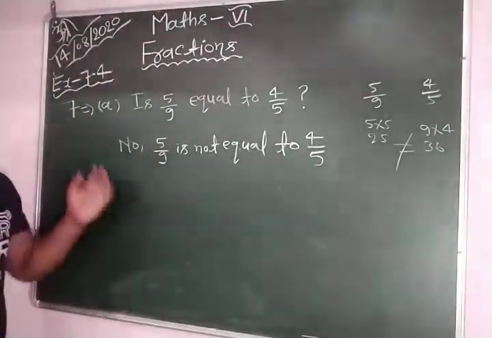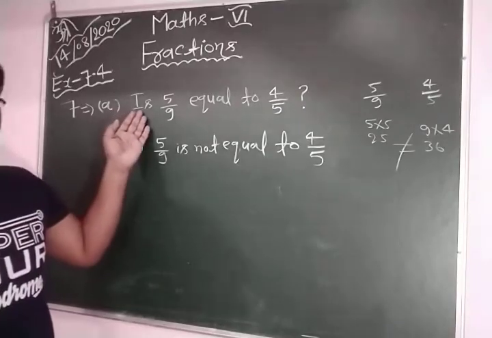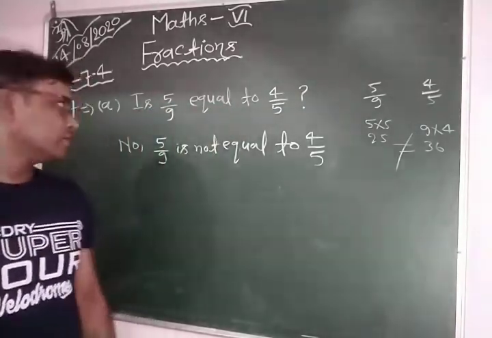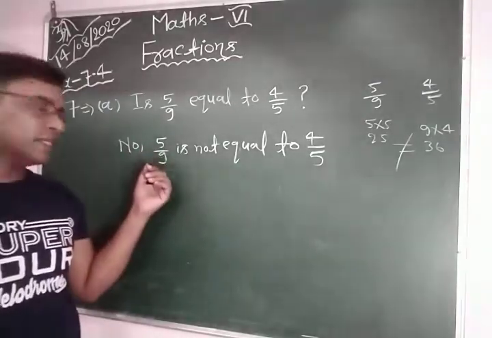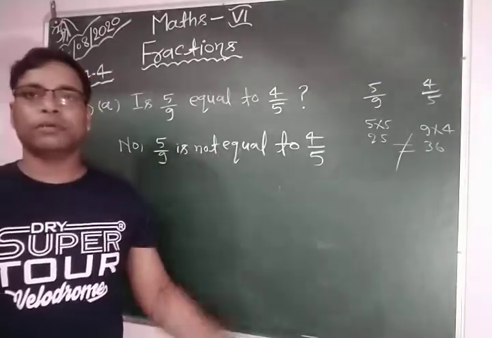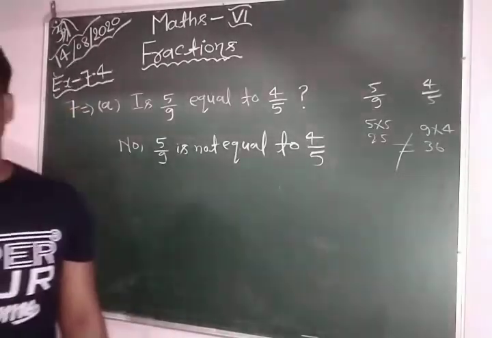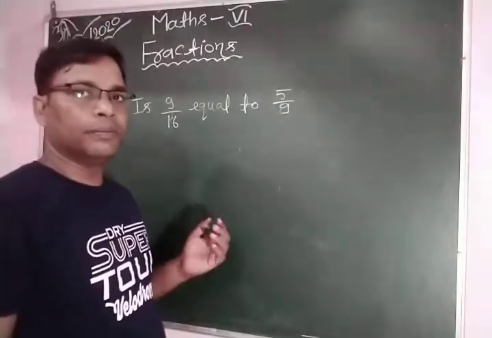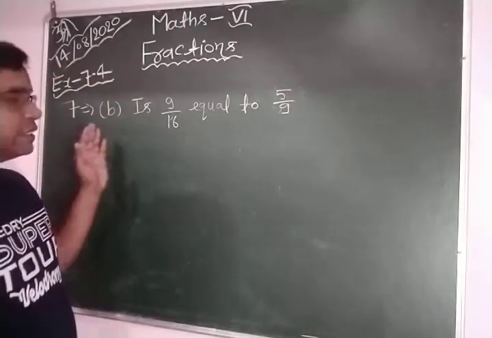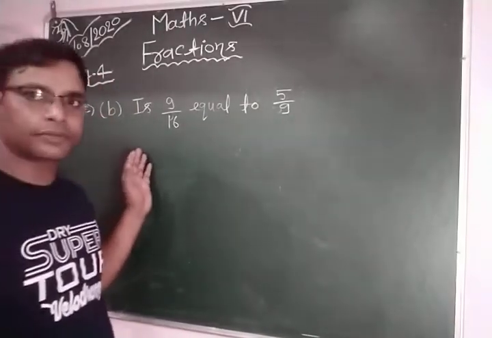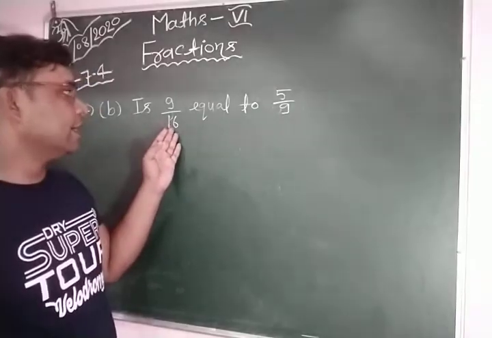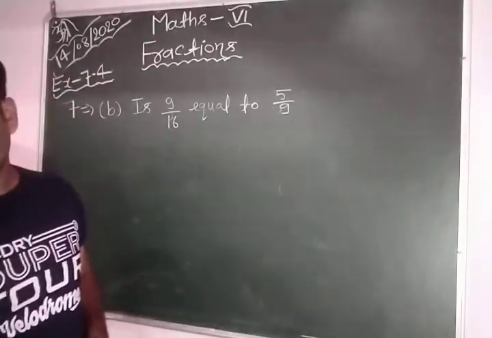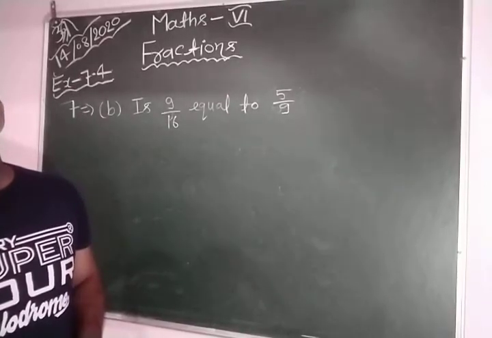So you can say the answer of this question is 5 by 9 equal to 4 by 5. You can see here, no, 5 by 9 is not equal to 4 by 5. Okay, now let's see the B part of this question. B part of question number 7 is 9 by 16 equal to 5 by 9. Okay, this is the B part.